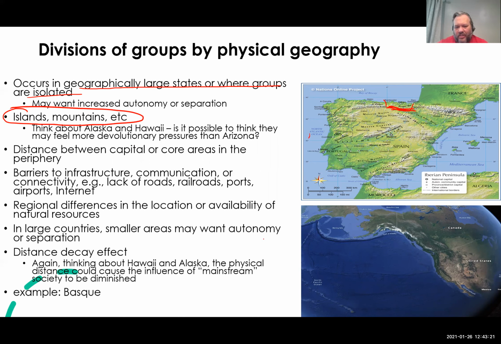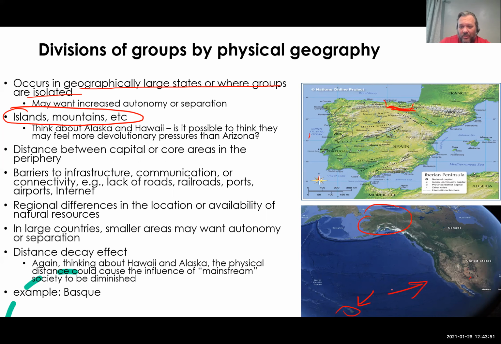Think about it like this. Here we have the west coast of the United States. Here's Hawaii down here. Here's Alaska up here. Is it possible? I'm not saying that this is happening by any stretch, but is it possible to think that Hawaii might feel more desire to separate or feel more isolated from the U.S. than say Arizona, which is right around in here? And it's because of that physical distance.